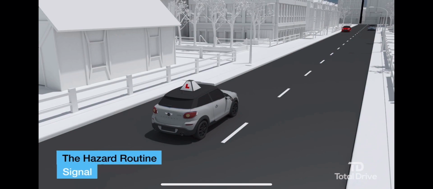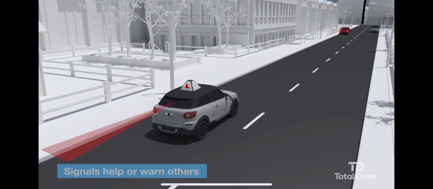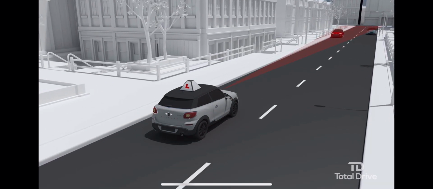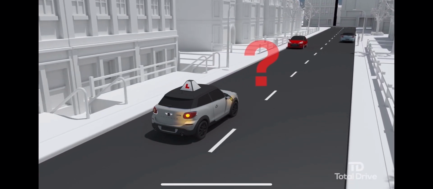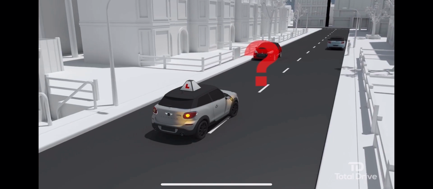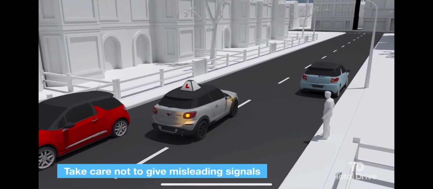Signals. Signals help or warn other road users. After checking your mirrors and assessing the situation, consider whether you need to signal. Before you signal, consider who you are signalling to. Who will benefit from your signal? Will your signal confuse or mislead other road users?